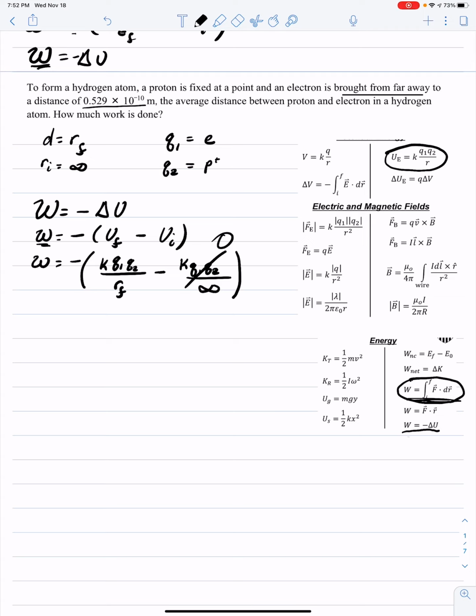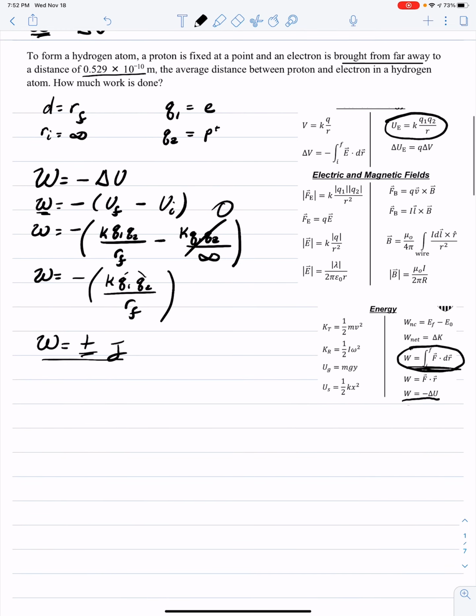And all you have left is work equals negative Coulomb's constant times charge 2 over R final. And R final is that distance of 0.529 times 10 to the negative 10 meters. Because one charge is positive and one charge is negative, this will end up being a positive work. And I'm going to write it positive work in joules. Okay? So that is the easy route.